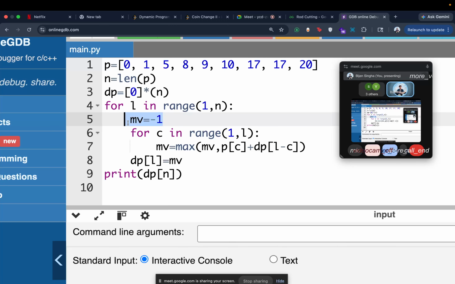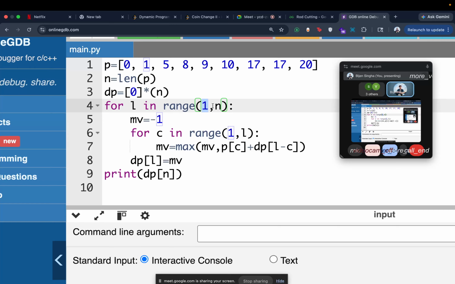Now max value is mv, and for cut also I am doing from 1 to l. Are you understanding this 1 to l? Means if length is 1, I will cut only 1. If length is 2, I will cut 1 and 2. If length is 3, I'll cut 1, 2 and 3. I'll not cut from 0.